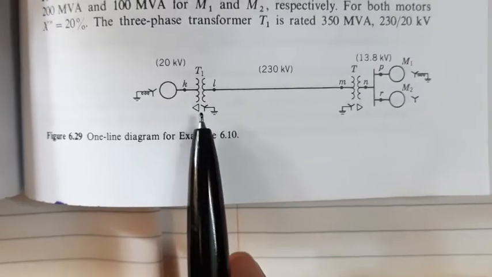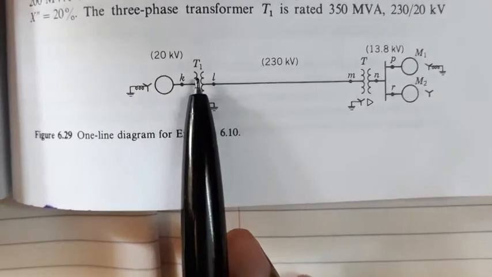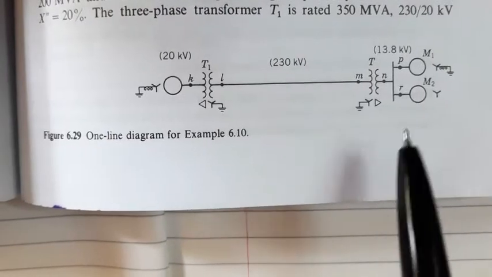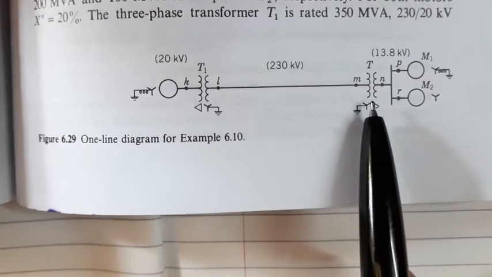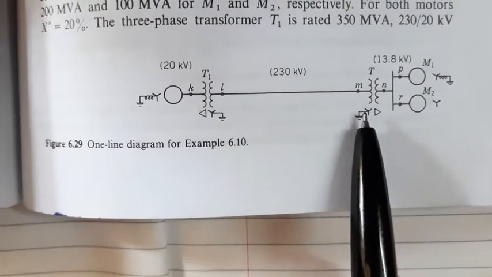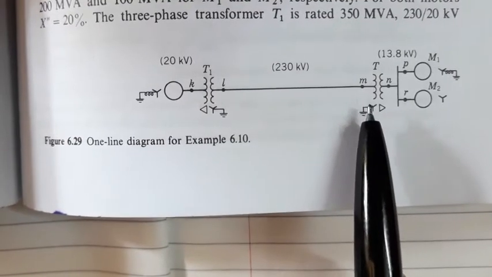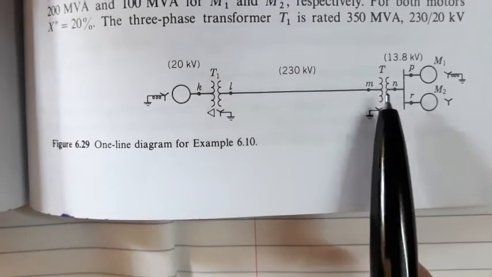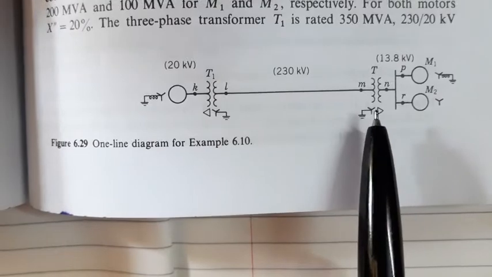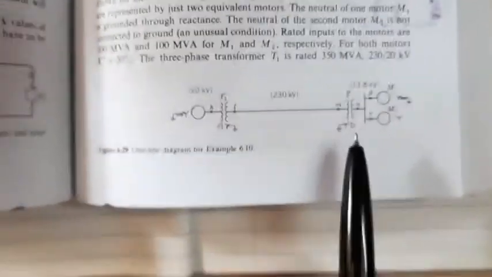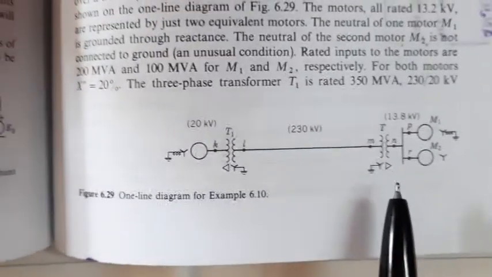Now they have given the specification of T1 and T2, and this T2 transformer is a single phase. The specification given for this T2 transformer is of a single phase, so we have to convert it into three phase. For this I have made a diagram. You can see this diagram.